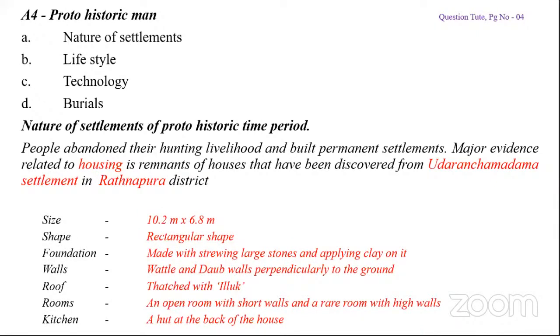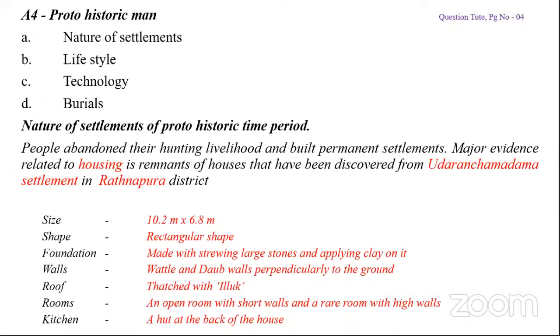So what is the size of the house? The found house is 10.2 meters long, 6.8 meters wide. And what is the shape of this one? Rectangular shape. A small house. How was the foundation? The foundation was made by strewing large stones and applying clay on it. What is the purpose? They had made strong foundations.